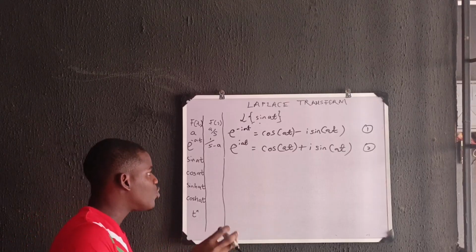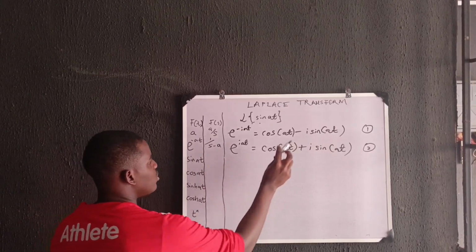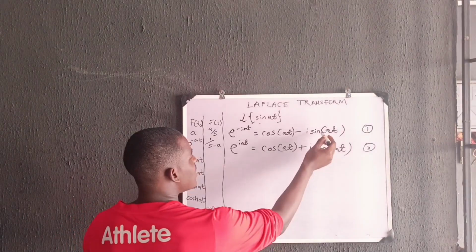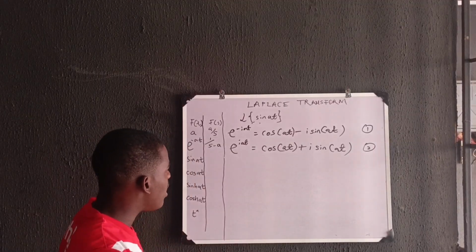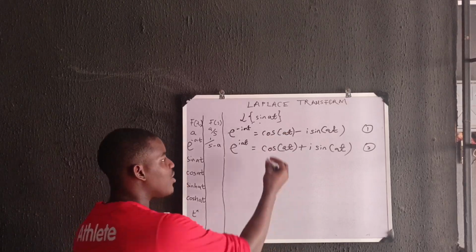I believe the best way is to add this equation to this one. So by the time we do minus i sin at plus i sin at, it is going to give us 0, right? And so, okay, no, it is to minus these two. It is to minus these two equations.